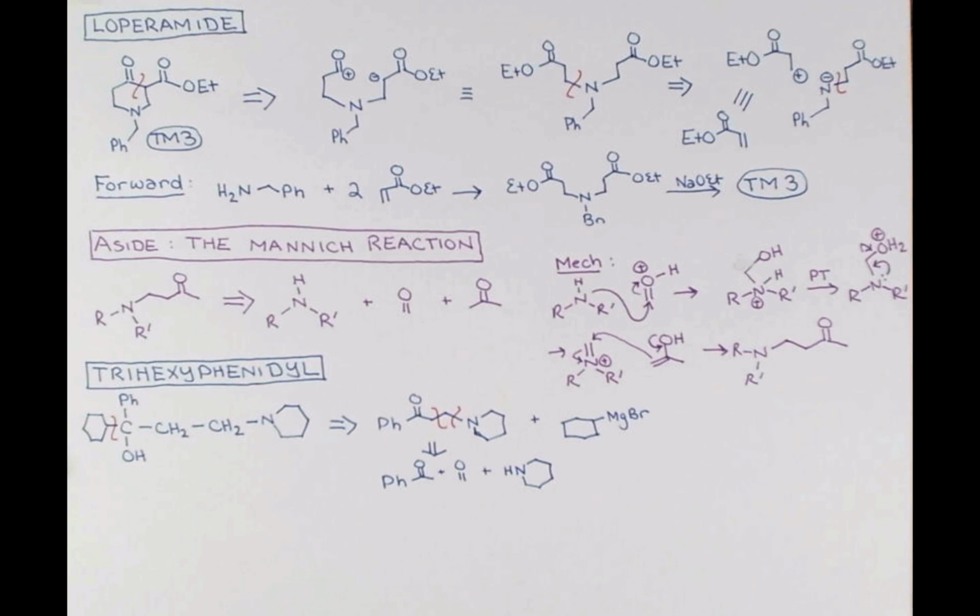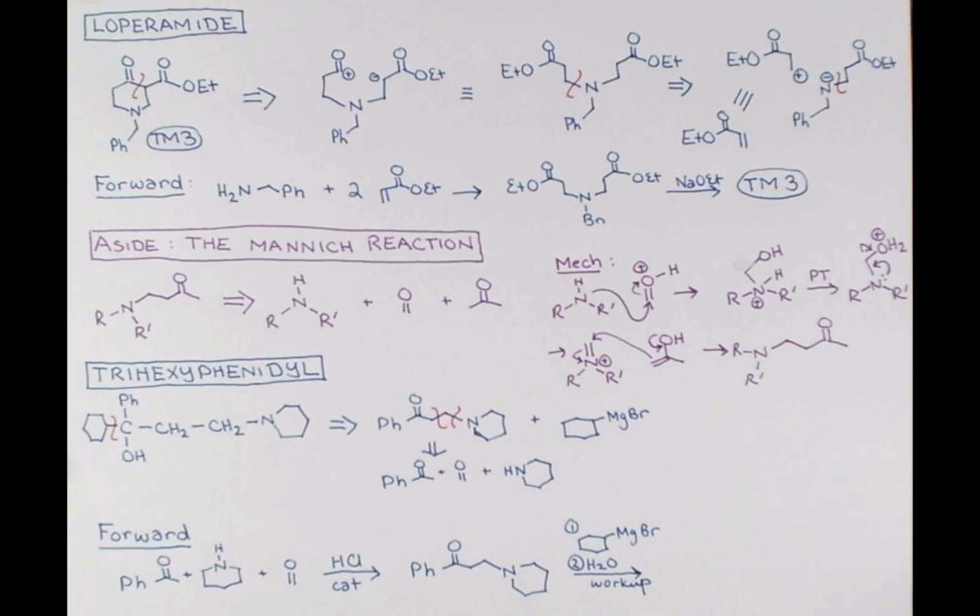Let's finish off with our forward synthesis. Mixing these 3 components with catalytic HCl will give us this. Adding our Grignard will make an alkoxide, and then we'll need a workup step. And let's call our anti-Parkinson's drug target molecule 4.